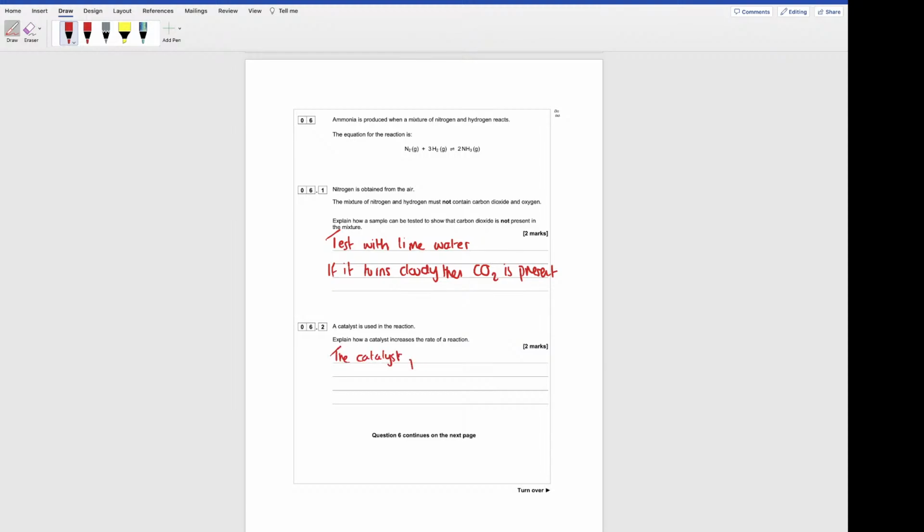The catalyst provides an alternative pathway and lowers the activation energy. Okay, this speeds up the rate of reaction, which is already mentioned here. But at the end of the reaction, the catalyst remains unchanged.